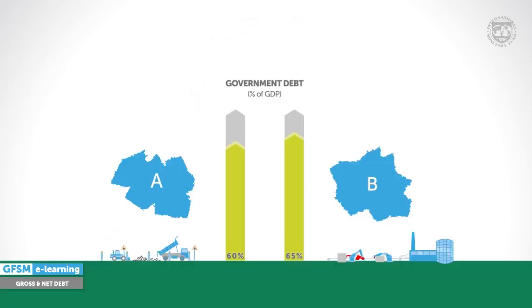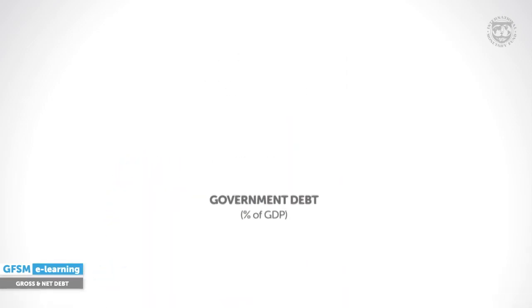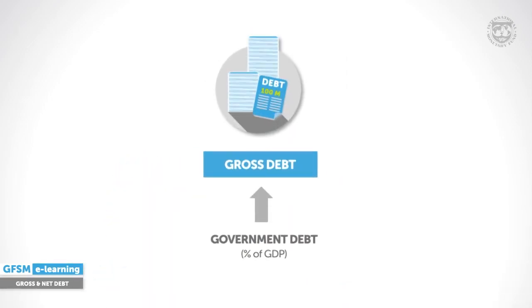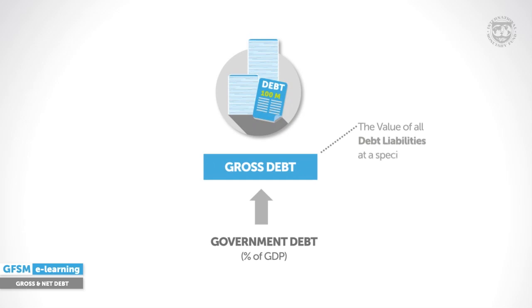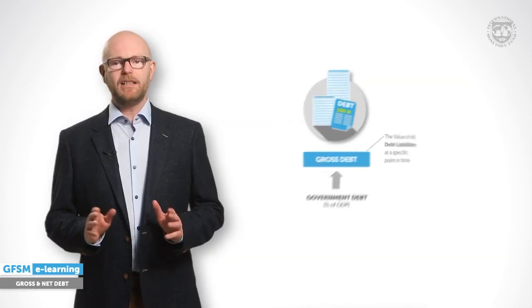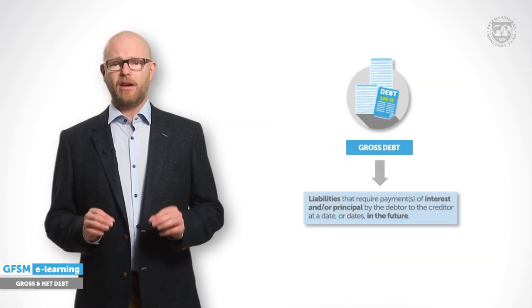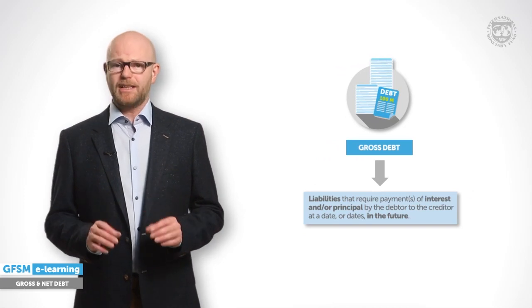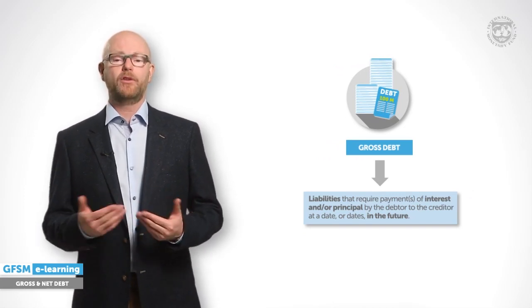Let's first take a look at the statistical definition of debt and the related analytical measures. The figures we cited in our example are so-called gross debt values. They depict the value of all debt liabilities at a specific point in time. What are these debt liabilities? Debt is defined as liabilities that require the payment of interest and/or principal at one or more future dates.